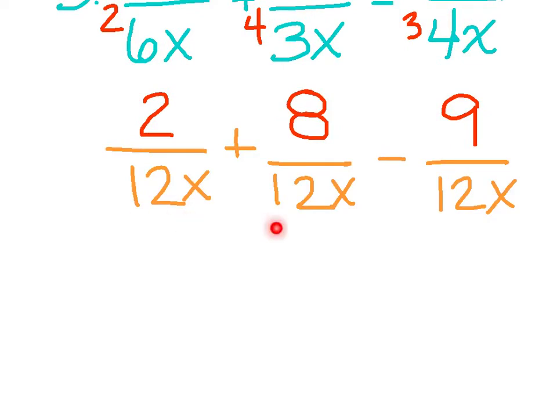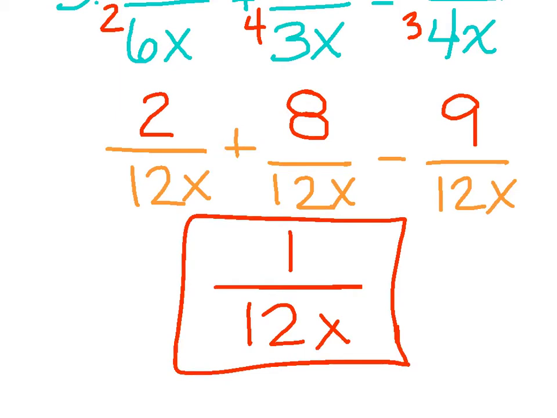Now once my denominators are all the same, I'm simply going to add the numerators together. So I have 2 plus 8, which is 10, minus 9, leaves me with a 1 on top, and I'm keeping the denominator. So my final answer is 1/12x.